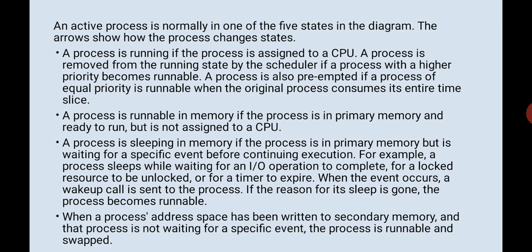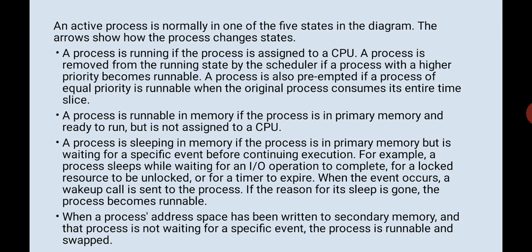A process is sleeping in memory if the process is in primary memory but is waiting for a specific event before continuing execution. For example, a process sleeps while waiting for an input output operation to complete, for a locked resource to be unlocked, and for a timer to expire. So when the event occurs, it will wake up and is again made runnable. If the reason for its sleep is gone, the process becomes runnable.